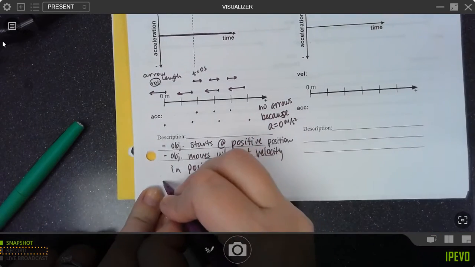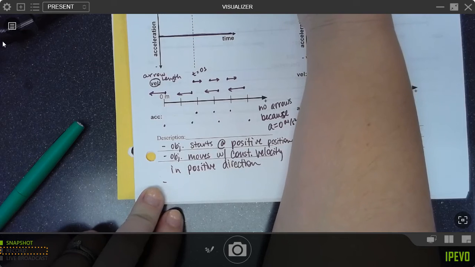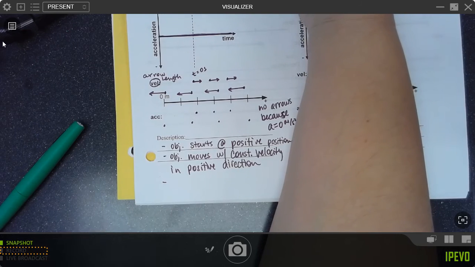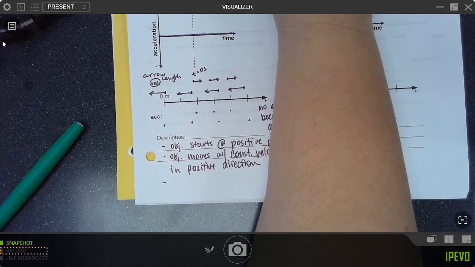Then the object turns around and moves to 0 at a higher speed. We can say that's a higher speed and it's in the negative direction. Or you could just say at a greater negative velocity. Does that make sense? Did anybody say it a different way?